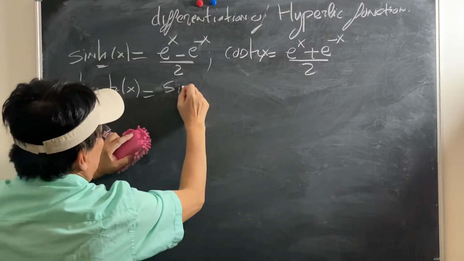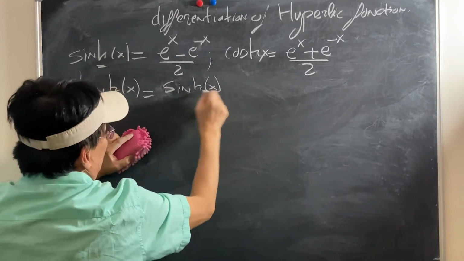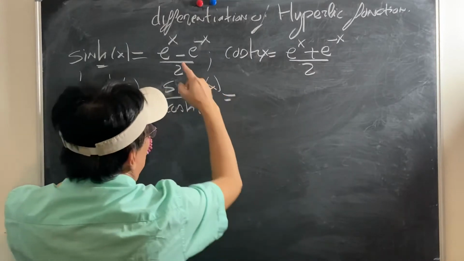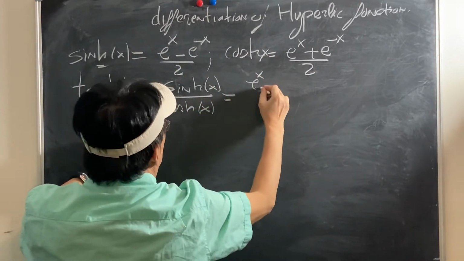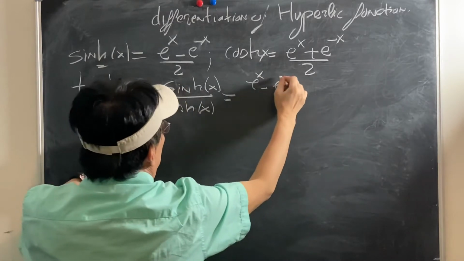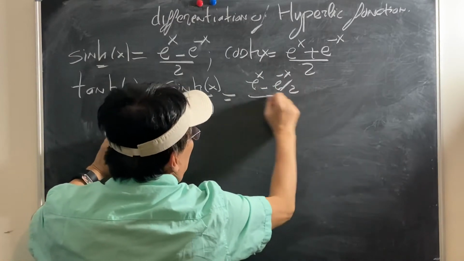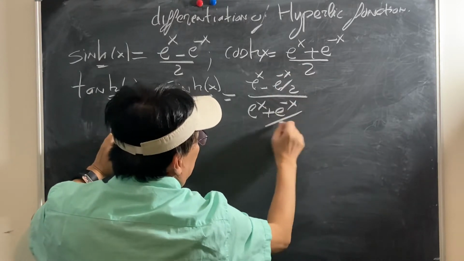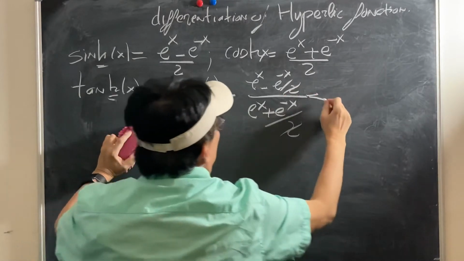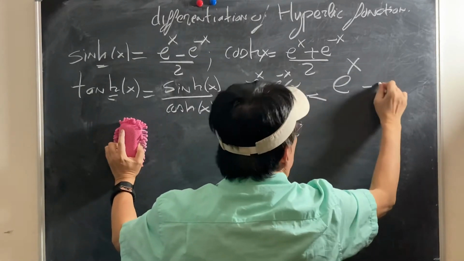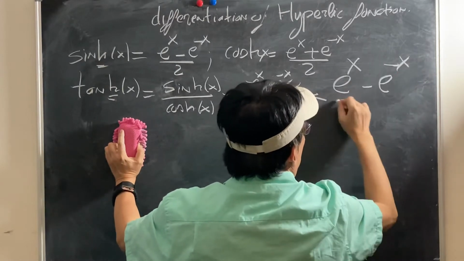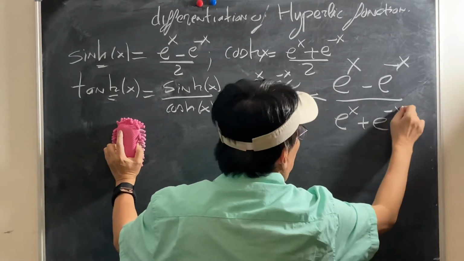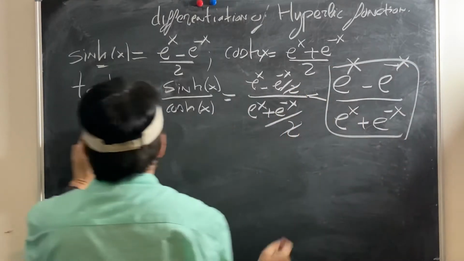It will be equal to e to the x minus e to the minus x divided by 2, the whole thing divided by e to the x plus e to the minus x divided by 2. The 2 cancels with 2, and you have e to the x minus e to the minus x divided by e to the x plus e to the minus x. Okay, that's the definition.